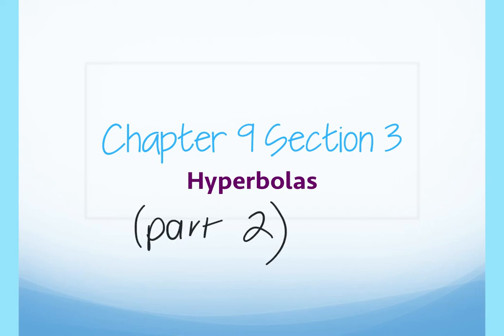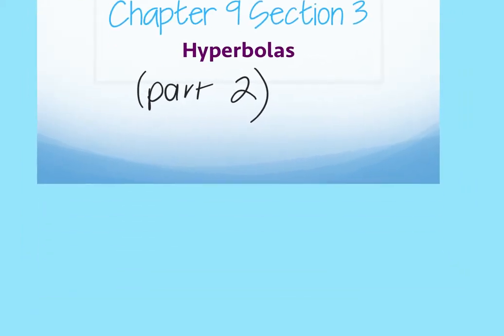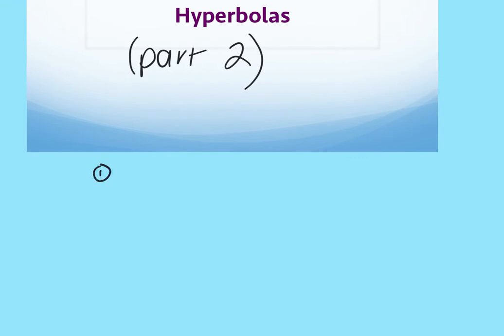We're finishing from yesterday, our rotation. So a couple things again to review. Number one, you find the angle by doing cotangent of 2 theta equals A minus C over B. A is what's in front of the x squared, B is what's in front of the xy, and C is in front of the y squared.